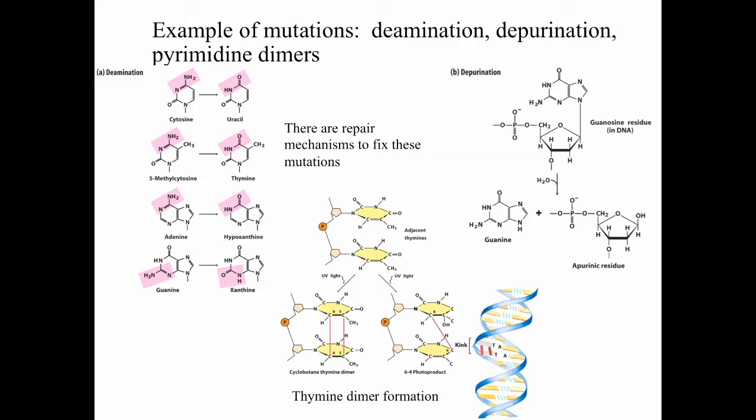You can have dimers that form between two adjacent thymine bases. If you have two adjacent T's next to each other and they're exposed to UV light, for example when you're in the sun, then the two thymines can form covalent bonds with each other. That can produce a dimer. You can also have depurination, where a purine within the DNA can lose the base, resulting in an apurinic residue.